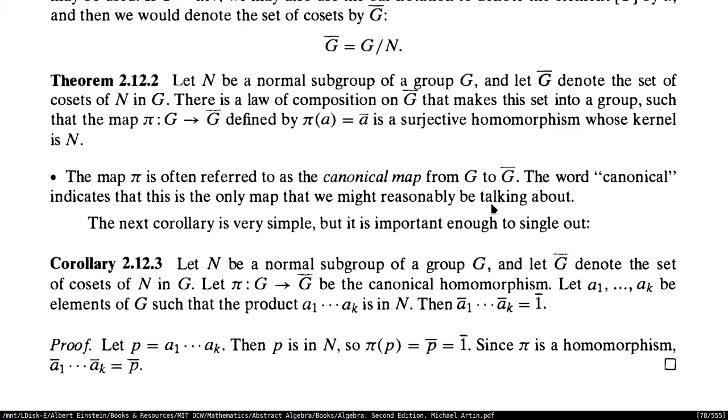Then Y is a group and phi is a homomorphism. This is just a way of trying to prove that Y is actually a group, and here Y is going to be replaced with G bar, of course.